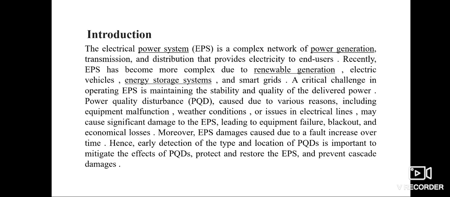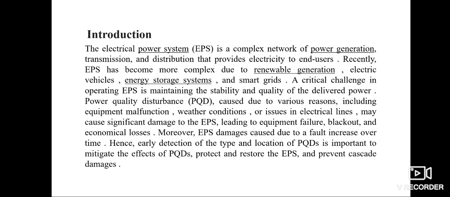Introduction. The electrical power system is a complex network of power generation, transmission and distribution that provides electricity to end users. Recently, EPS has become more complex due to renewable generation, electric vehicles, energy storage systems and smart grids. A critical challenge in operating EPS is maintaining the stability and quality of the delivered power.